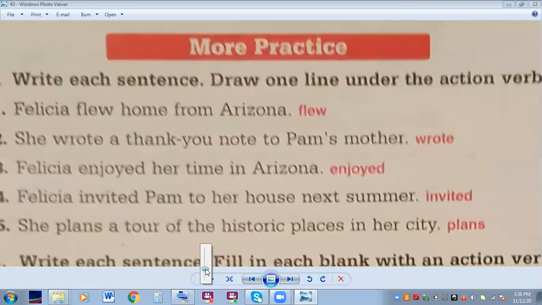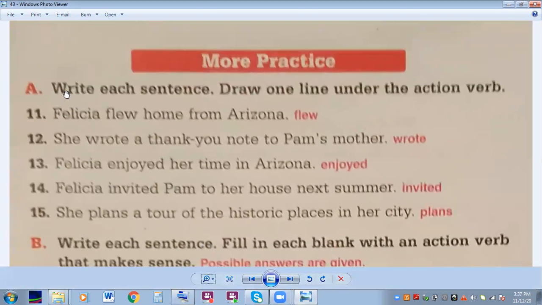A few more examples. Felicia flew home from Arizona. If I'm looking for the action verb, I want to ask myself, who is my sentence about? My sentence is about Felicia. Next, I ask myself, what did Felicia do? Felicia flew. Flew is my action verb.